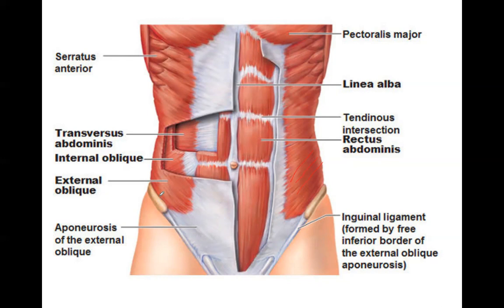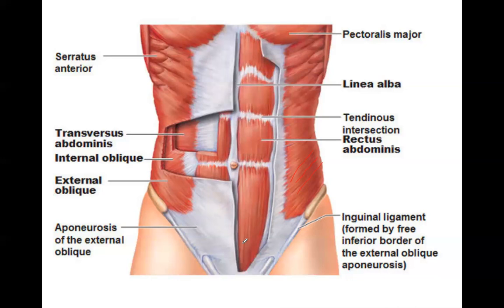Their action, when they contract on both sides, left and right, is to flex the vertebral column and compress the abdomen. If only one side contracts, as if you're doing a bicycle crunch, that's laterally rotating the vertebral column. So this is a superficial abdominal muscle. Another superficial abdominal muscle that's just underneath this aponeurosis of the external oblique is rectus abdominis. The rectus abdominis is also considered a superficial muscle.